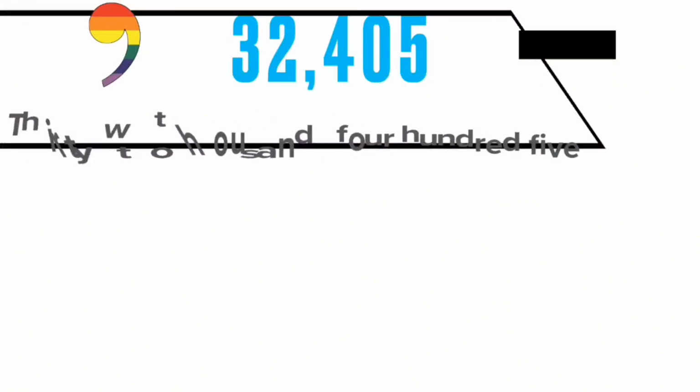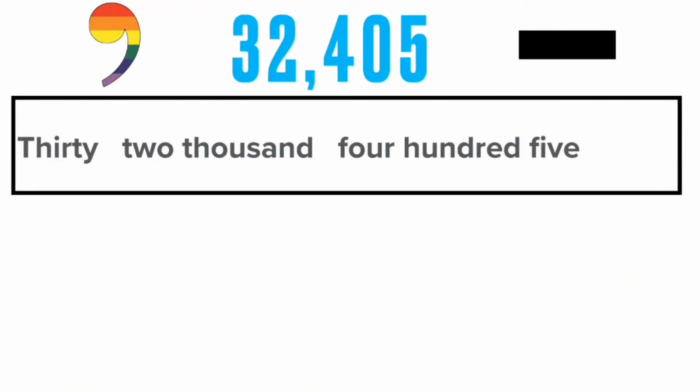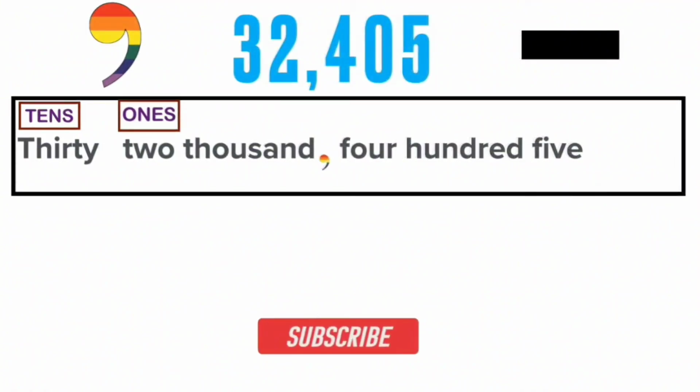Let's have another example, 32,405. So here we are going to use the hyphen and comma. So let's write first 32,405 in words. Comma is written after the word thousand. Let's write it. While hyphen is used between the tens and ones number. So let's write hyphen between 32. So that is the correct way in writing 32,405.